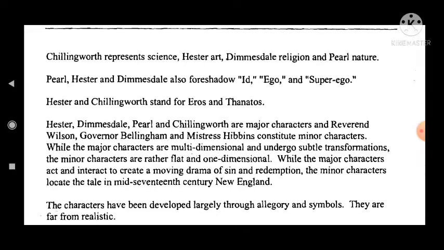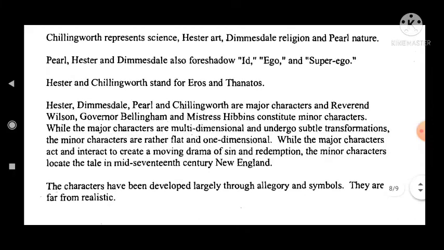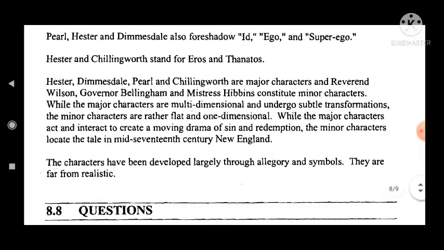Chillingworth represents science, Hester art, Dimmesdale religion and Pearl nature. Pearl, Hester, Dimmesdale also foreshadow id, ego and superego. Hester and Chillingworth stand for Eros and Thanatos. Hester, Dimmesdale, Pearl, Chillingworth are major characters, and Reverend Wilson, Governor Bellingham, Mistress Hibbins constitute minor characters.